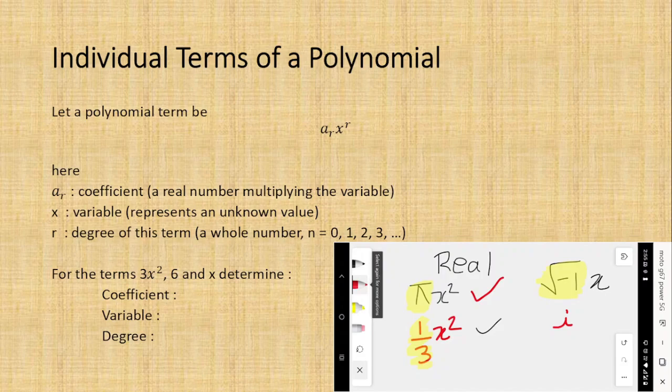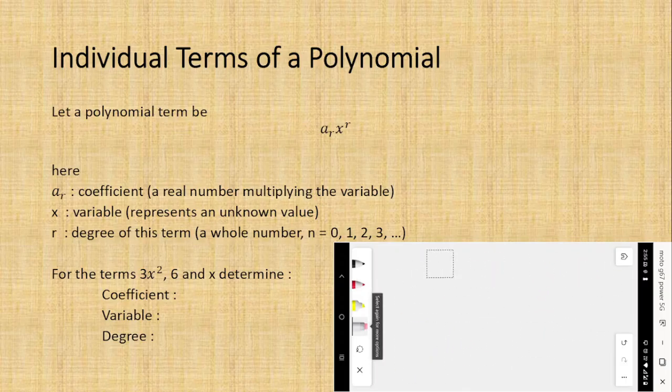Now, let us talk about the degree. When we talk about the degree, we say that the degree of this term has to be a whole number. So when I say that the degree has to be a whole number, that means x raised to the power of 1, x raised to the power of 0, x raised to the power of 5, anything. These are all valid.